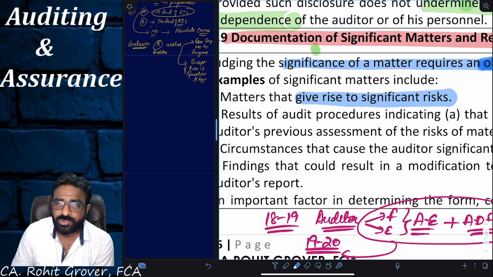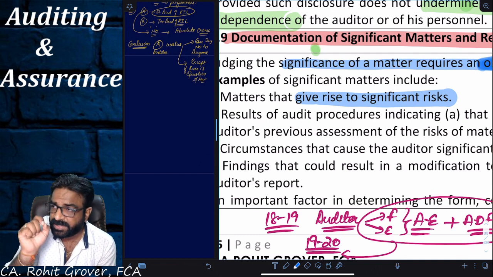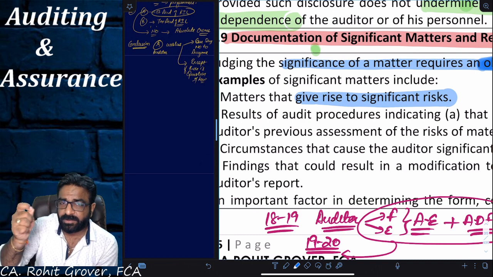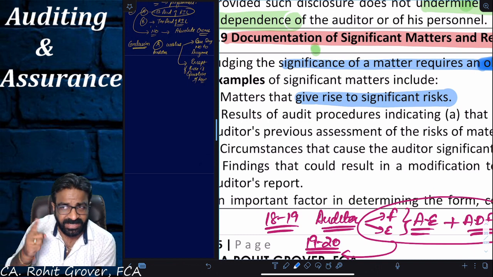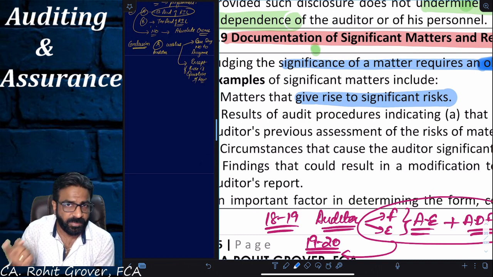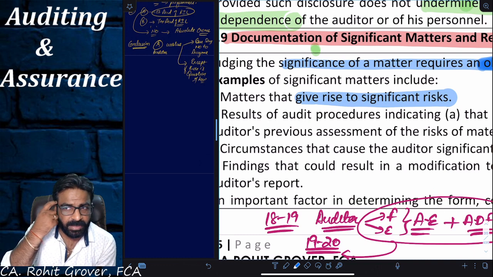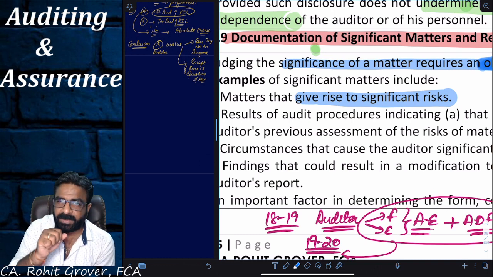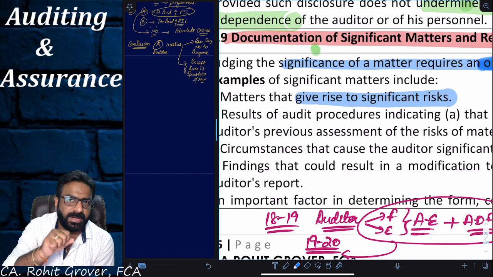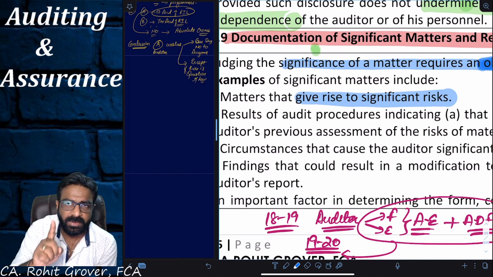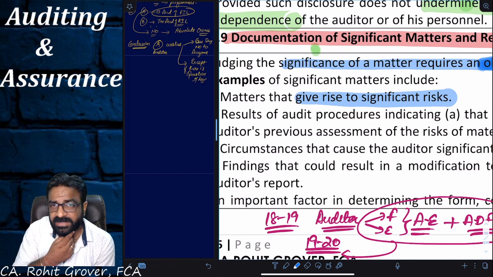So make sure that you make a note of those areas which are posing a threat to the company, so that next year when you are going to do the audit, you will automatically get an idea. Okay, last year this thing has happened and I made a note of it. Then only you will realize, because you are not doing the audit of one company, my friend. You are doing the audit of multiple companies at the same point of time.